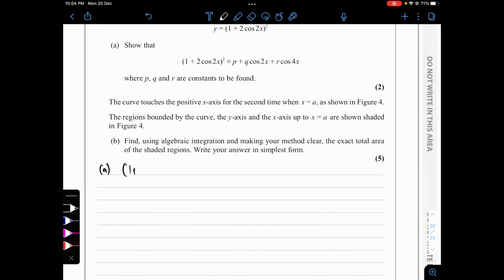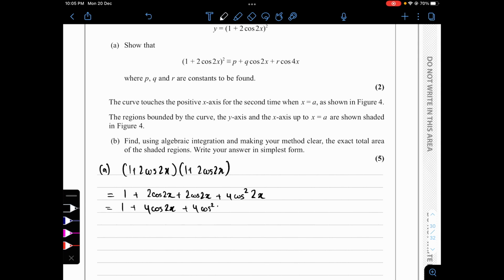So let's expand this. Squared, so 1 plus 2 cos 2x. This is equal to 1 plus 2 cos 2x plus 2 cos 2x plus 4 cos squared 2x. This is 1 plus 4 cos 2x plus 4 cos squared 2x.